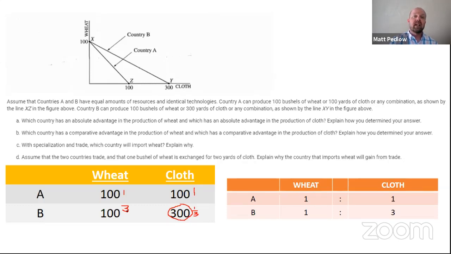If they traded, they'd only have to give up 2 cloth for every wheat. So they're gaining a cloth. You could just put that right over here. Here's country B. We're not even worried about country A, because they're just worried about the country that imports, right? So 2 for 1. And right now they have to give up 3. They'd love to give up only 2 in trade. So there you go. Hopefully that terms of trade stuff is making sense.